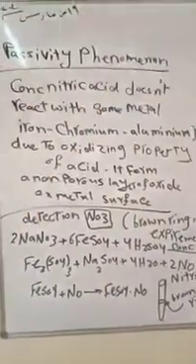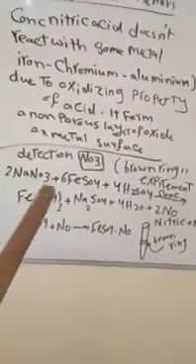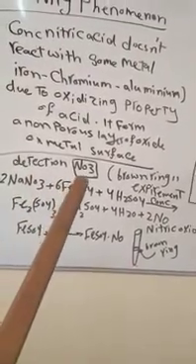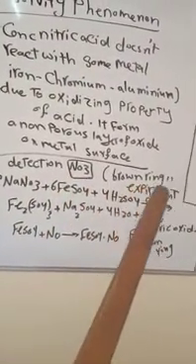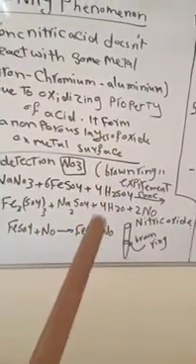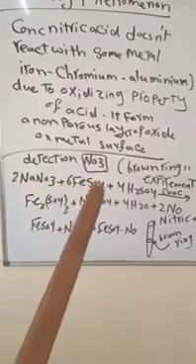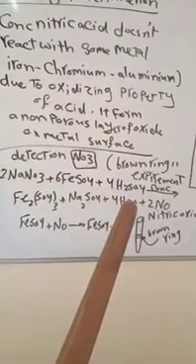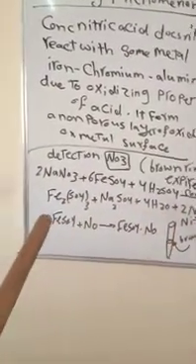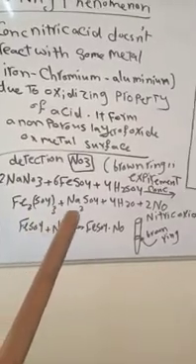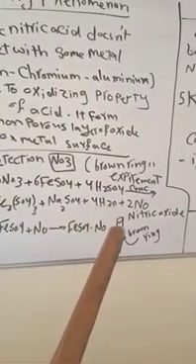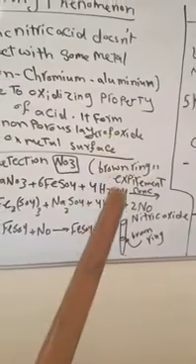Okay. Here we can detect the presence of nitrate by using the brown ring experiment. This experiment is called the brown ring. We can use sodium nitrate, iron sulfate, and concentrated sulfuric acid to get iron sulfate and sodium sulfate and water and nitric oxide.